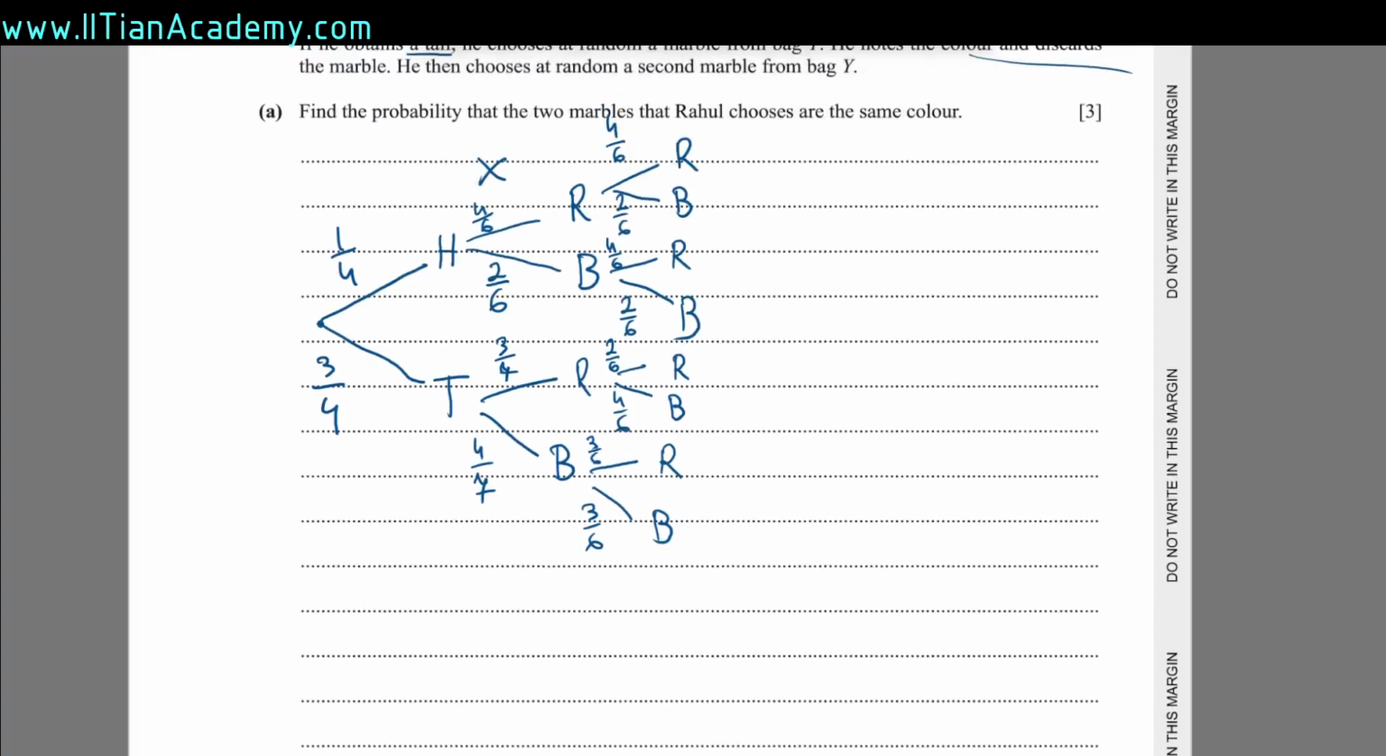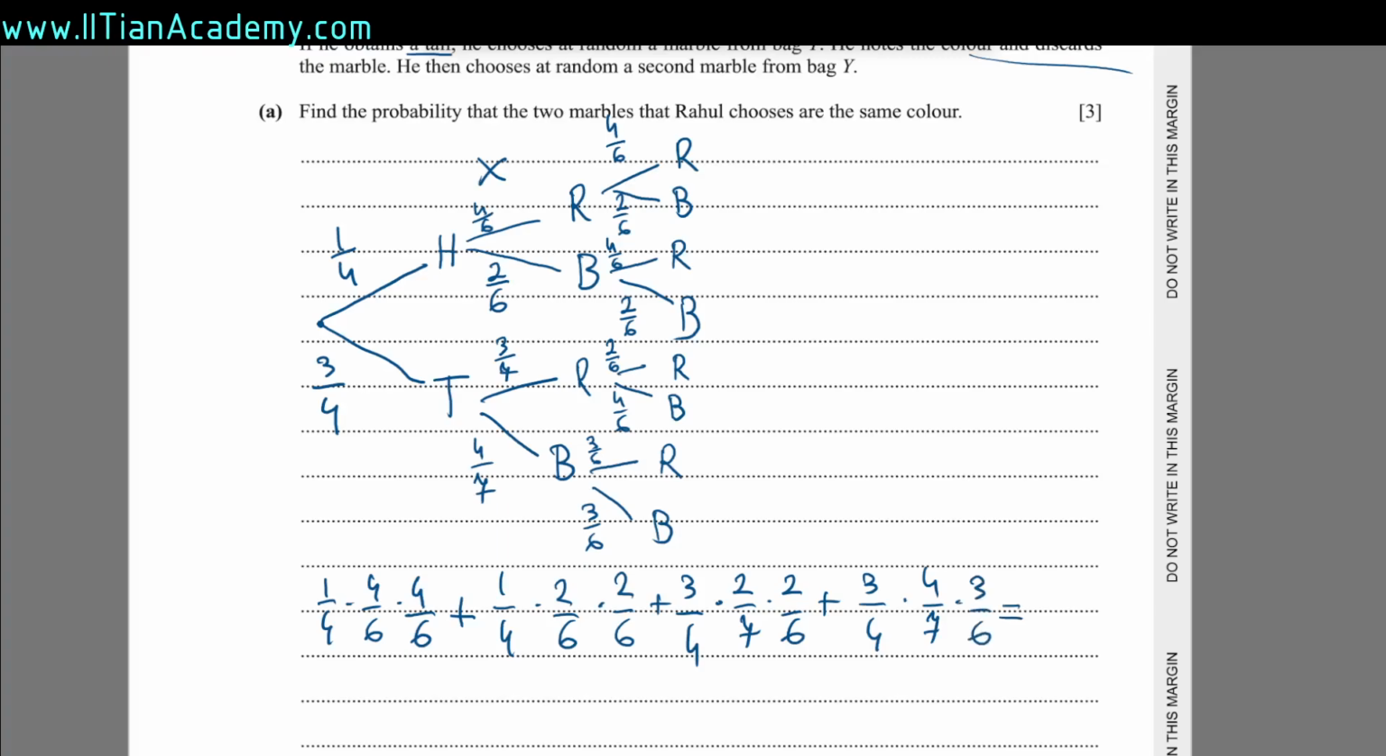So the first branch is 1 over 4 times 4 over 6 times 4 over 6. And then the next one is going to be the head and then blue, blue. That's 1 over 4 times 2 over 6 times 2 over 6. Plus, now the next branch, this one, is going to be 3 over 4 times 2 over 7 times 2 over 6. And then plus a 3 over 4 times the blue, blue case. And if we plug this into a calculator, we should get 54 over 64.